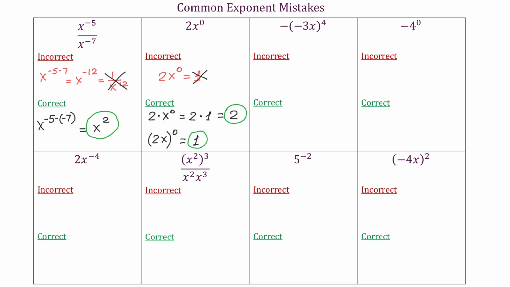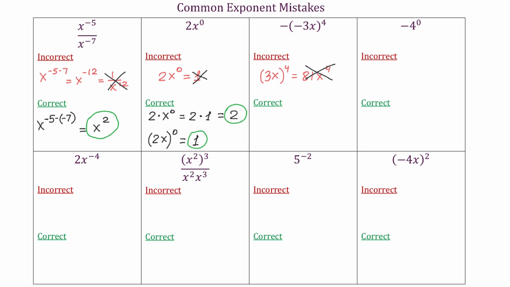Next, we have negative, parentheses, negative 3x to the 4th power. In this expression, we have two negatives, and two negatives make a positive. So then, we would be left with 3x to the 4th power, and 3 to the 4th power makes 81, x to the 4th power. And this answer is incorrect.